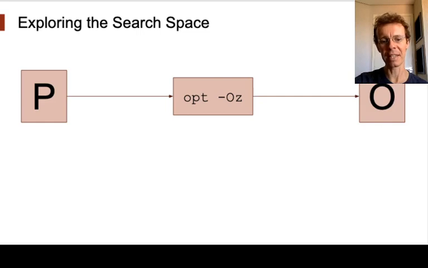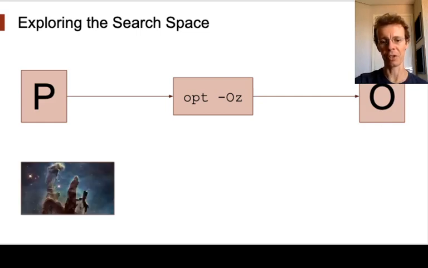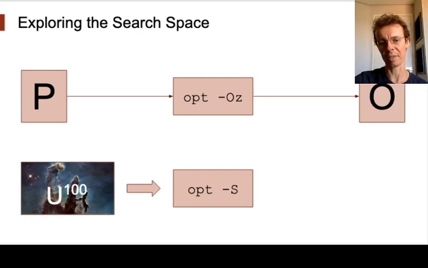That will give us an assembly file. Let's call it O. Now let's look into the universe of possible optimizations. This universe is infinite, of course. Let's then only consider the subset of this universe formed by sequences with 100 optimizations. Now let's draw one random sequence from this universe.